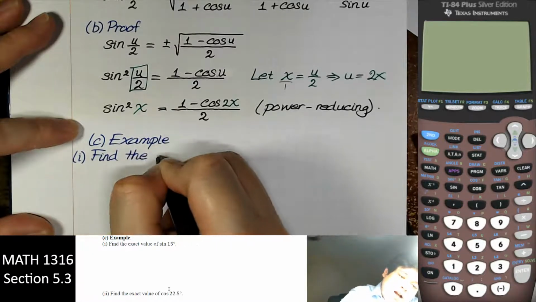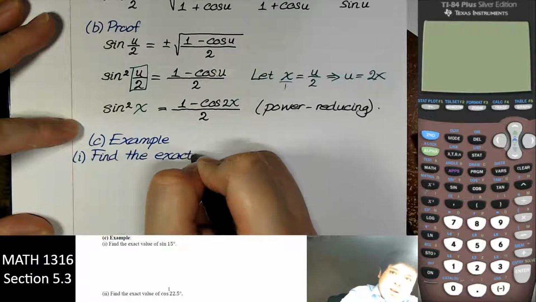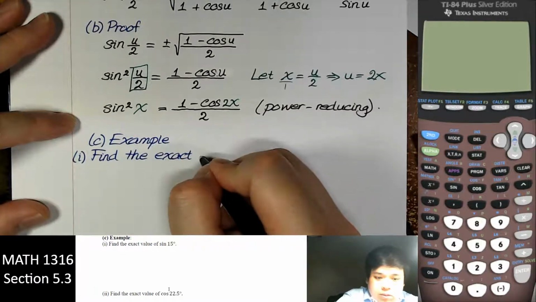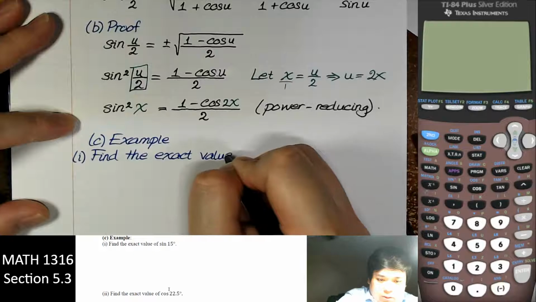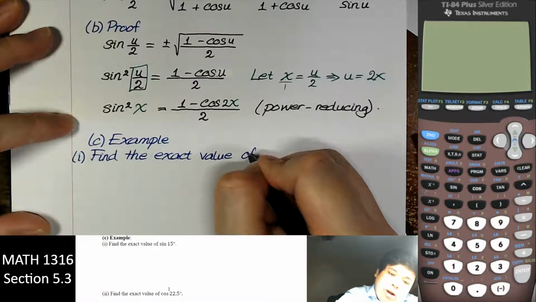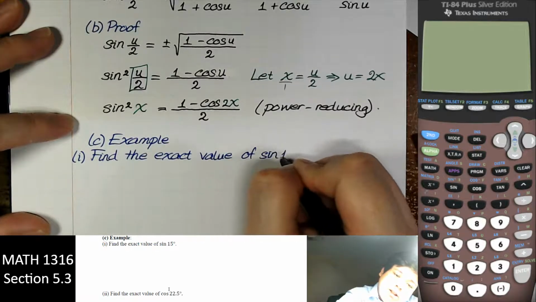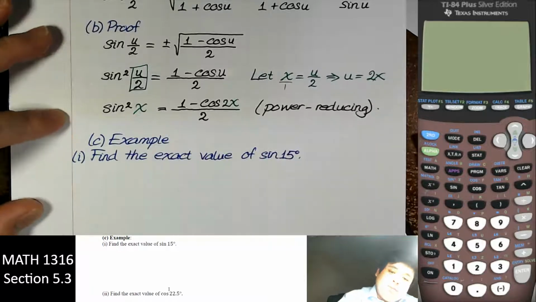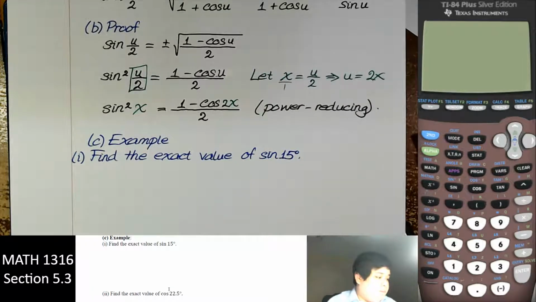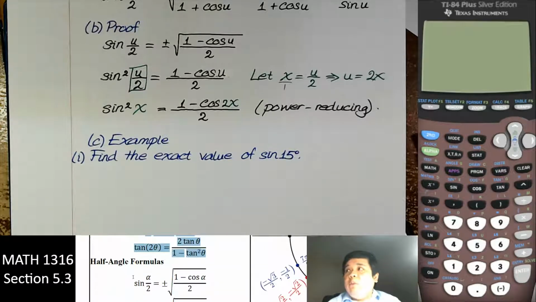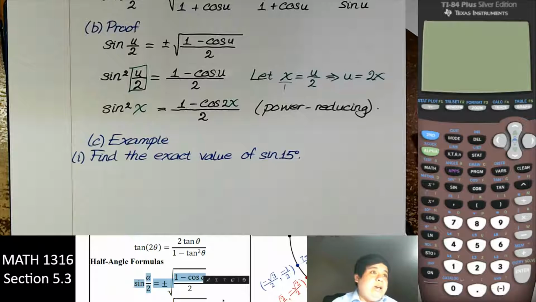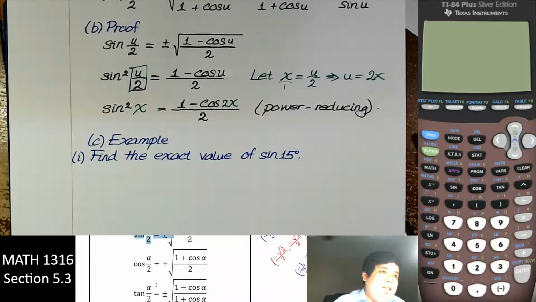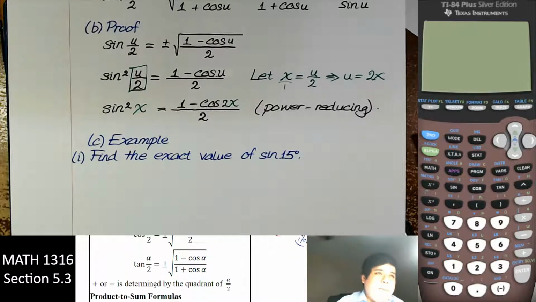Find the exact value of sine of 15 degrees. Right. So obviously, thinking in context, what we study right now is half angle formulas. So we have to use an angle that involves half angle formulas. By the way, the formula is over there too.